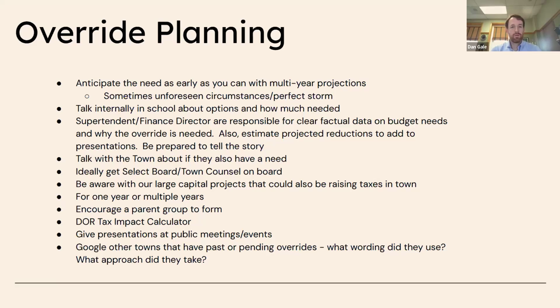I'll show examples of other overrides that have passed, and they've always had a good website made by a parent group. I think Grafton had Yes for Grafton, and I think there was a Yes for Melrose. There's always a site like that that's going to share information to the public. There's a DOR tax impact calculator. Some people have actually coded that into their website so people can see their exact impact, but people can go to the DOR site to plug in their town and how much the override is, and see how much it's going to affect their taxes.